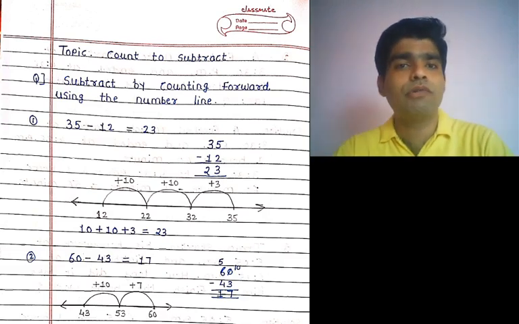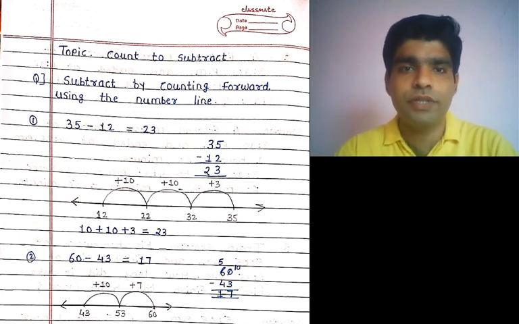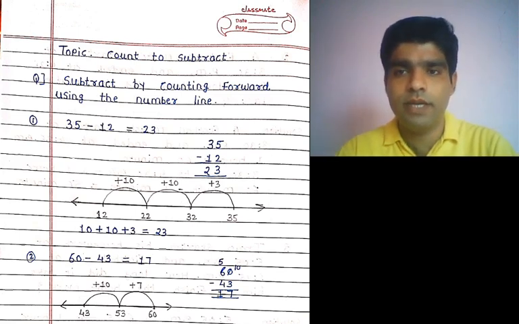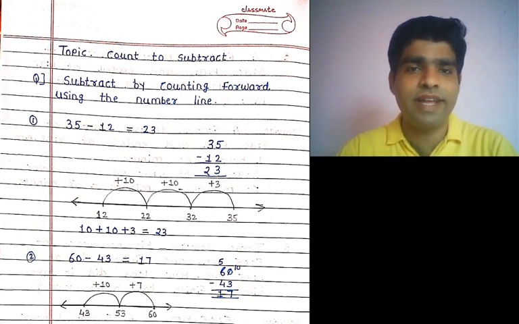Okay, now your question is what? First of all read the question carefully. Here we will subtract by counting forward using the number line. Okay, we will solve the examples one by one. First of all, start from the first example.